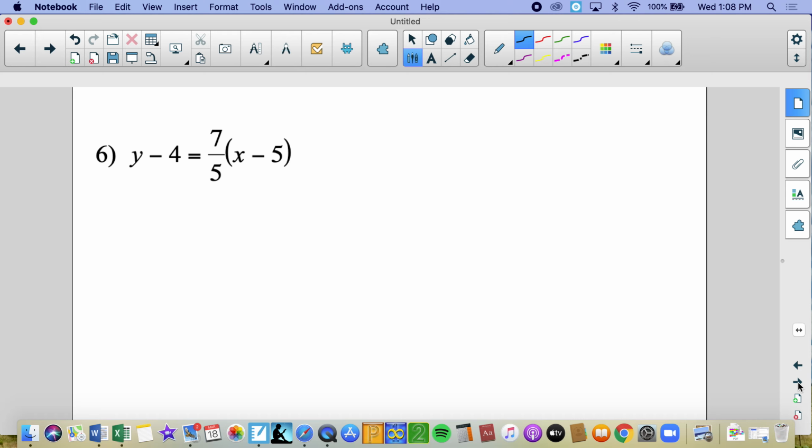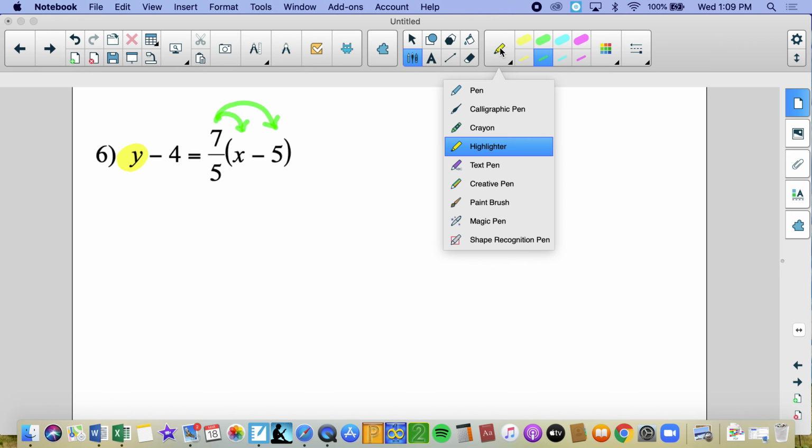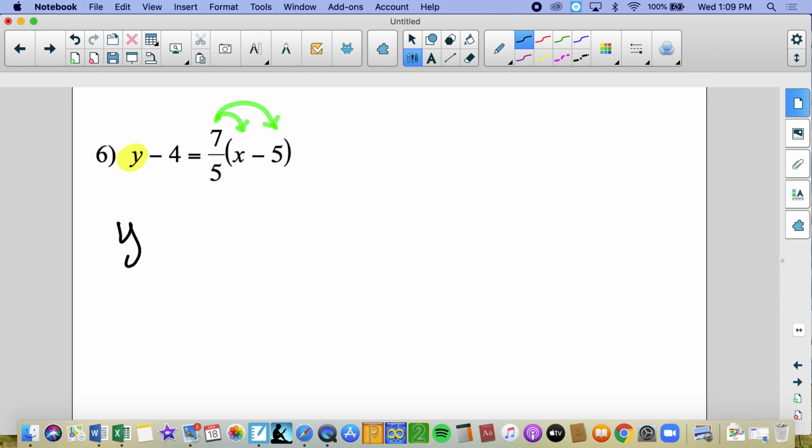Let's take a look at another one. Again, our objective is to get y by itself, but on the right side, I got a distribution that I have to do. So I have to distribute that 7/5 into the parentheses. So I would have y minus 4 equals 7/5 times x plus 7/5 times negative 5. Don't forget that negative. That negative is attached to the 5, not the 7/5.